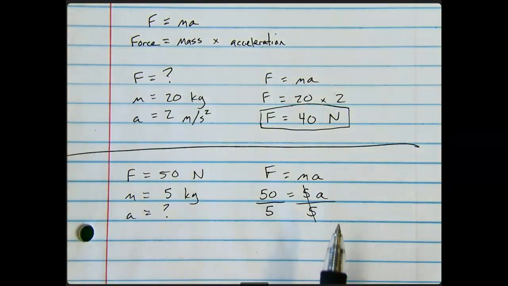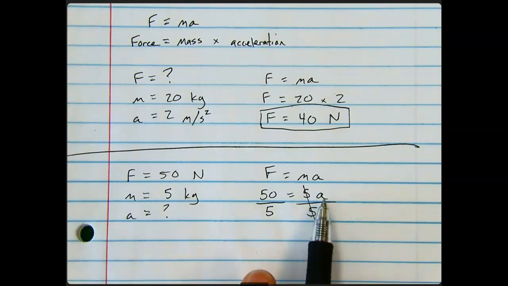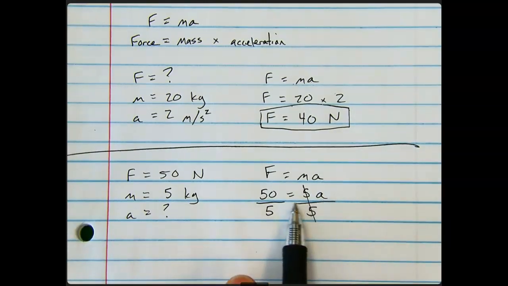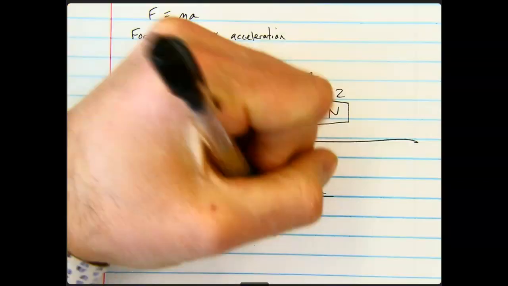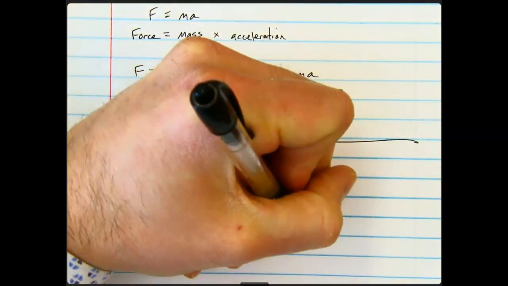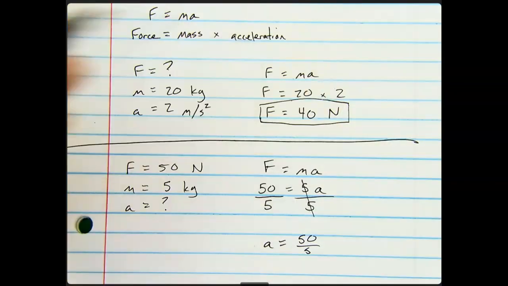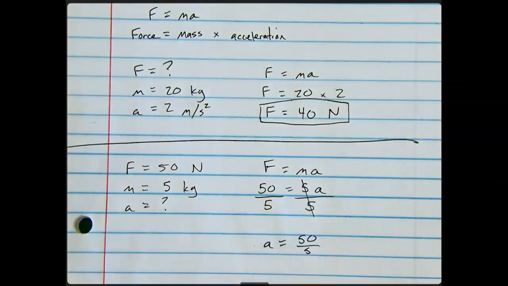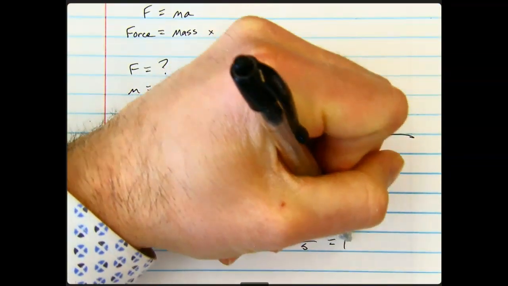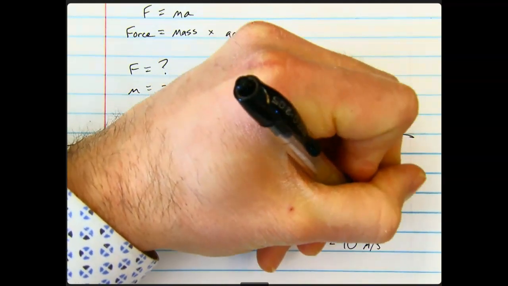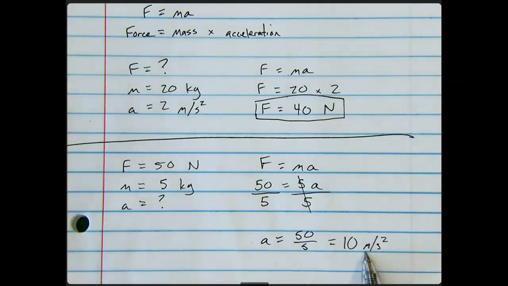Now I can say this a different way. I could say acceleration, A, is equal to 50 divided by 5. Another way to rewrite that is 50 over 5. Acceleration is 50 over 5. And then that just comes down to simple division. You can use a calculator if you want to. That's going to be 10. And the units for that are meters per second squared.